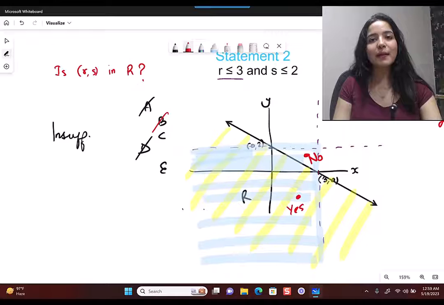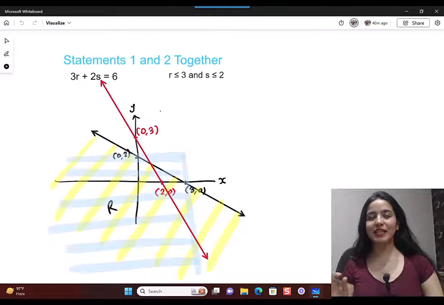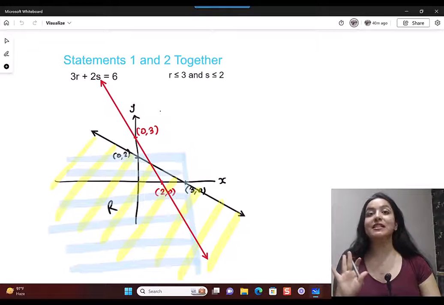So what's your next step? You combine your statements now. Alright, so now this is where I've combined the statements. This may look crazy, but it's nothing.